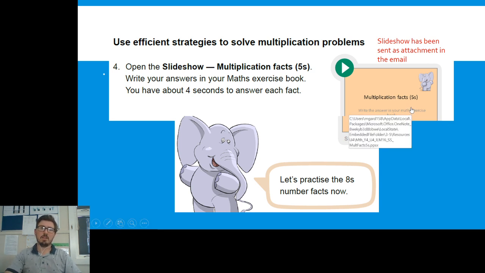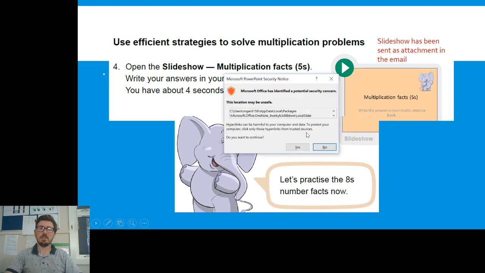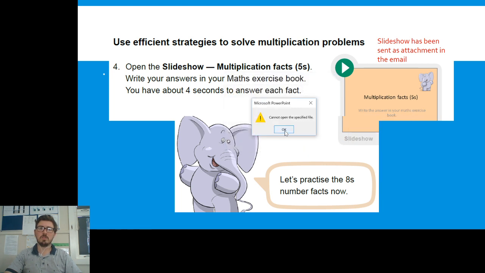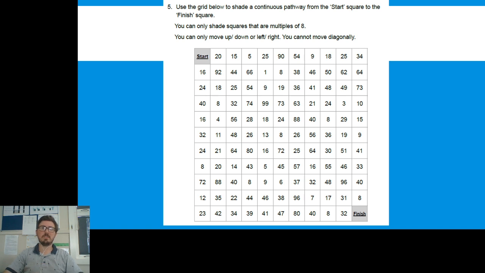Okay, let's do the multiplication facts for the 5s. So let's see if this opens. It's not going to open. Okay, but we've practiced our number facts. So all this slideshow is just practicing your 5s facts.